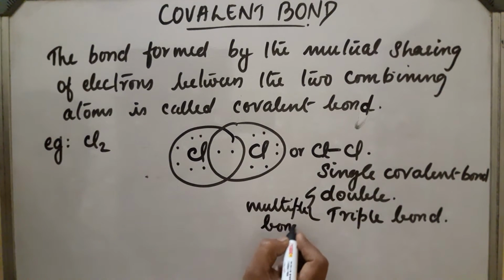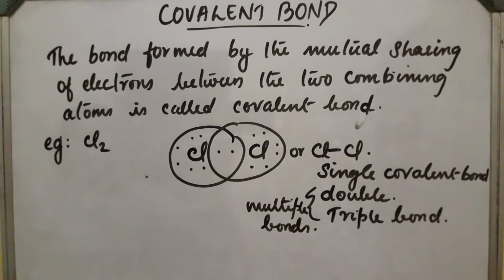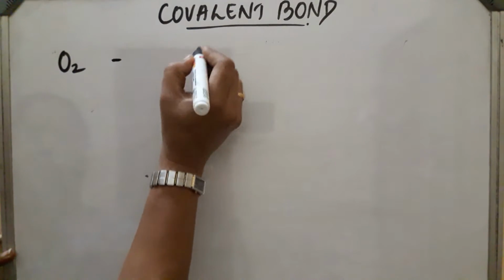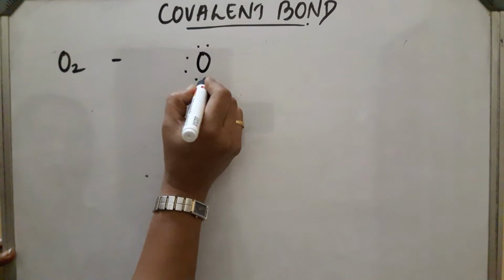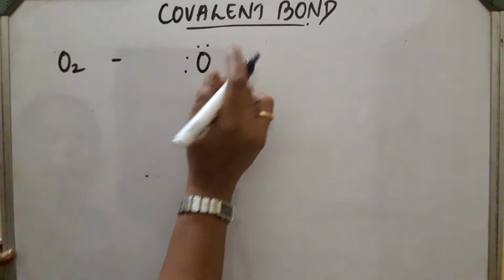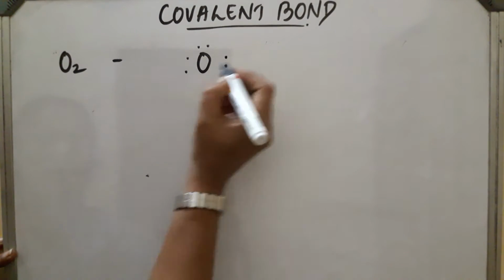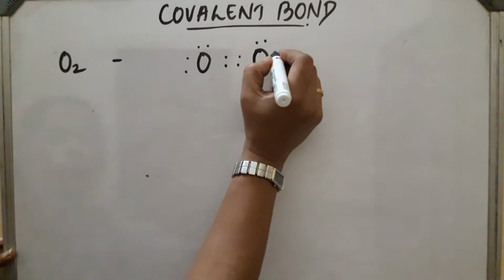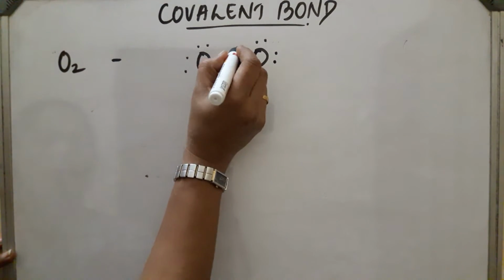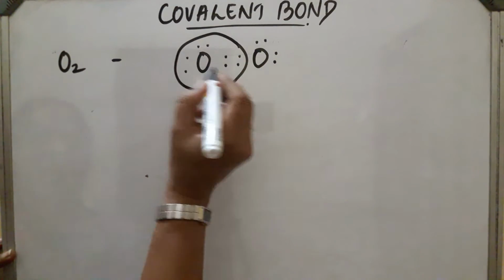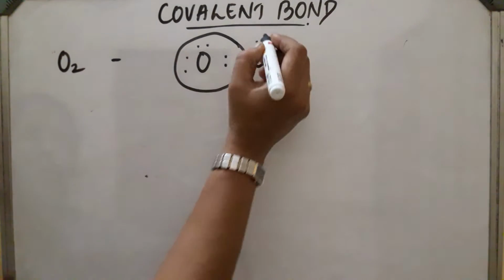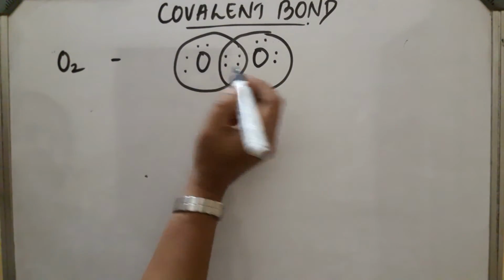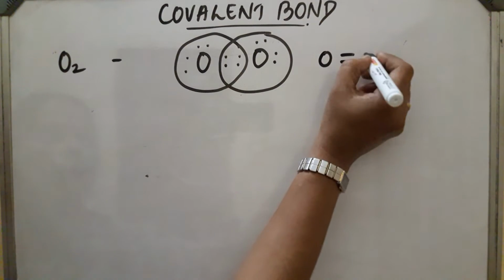Let us take a few examples. O2 molecule. Oxygen contains 6 electrons in its outermost shell. So here 2 electrons are shared from this oxygen atom and this oxygen also contributes 2 electrons. So each will get an octet of electrons by sharing 4 electrons. So the bond will be O double bond O.